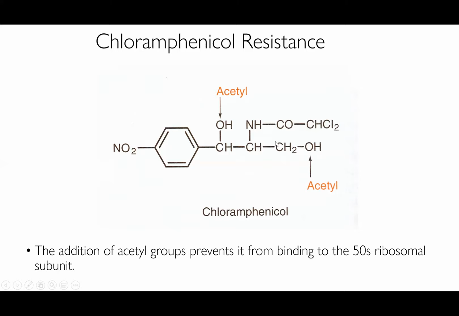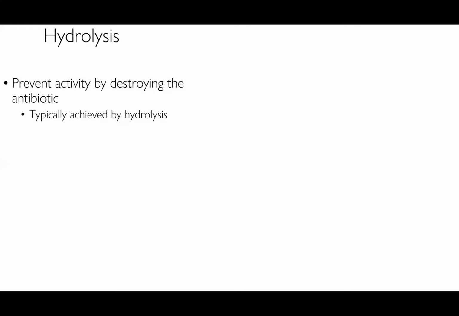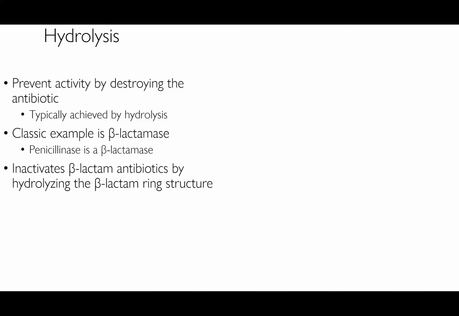A common way that bacteria will modify antibiotics is by hydrolysis, the idea being they're preventing activity by destroying the antibiotic. A really common way this happens is by beta-lactamases, in particular penicillinase, which is what we're going to focus on. What it does is inactivate the beta-lactam antibiotics by hydrolyzing the beta-lactam ring structure.